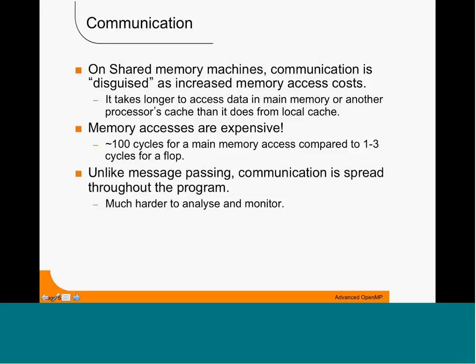Another thing is the communication. OpenMP uses shared memory, and by default everything is shared. So you see more and more variables being accessed by different threads. And when you access memory, it costs you cycles. A main memory access is equal to 1 to 3 cycles of clock. So adding a memory access is similar to doing some mathematical computation on the CPU.